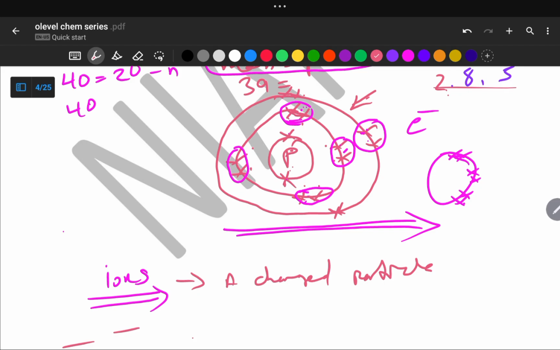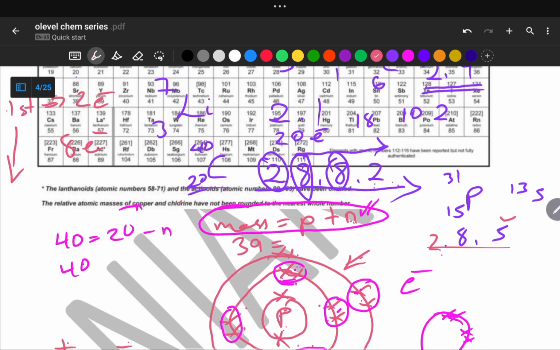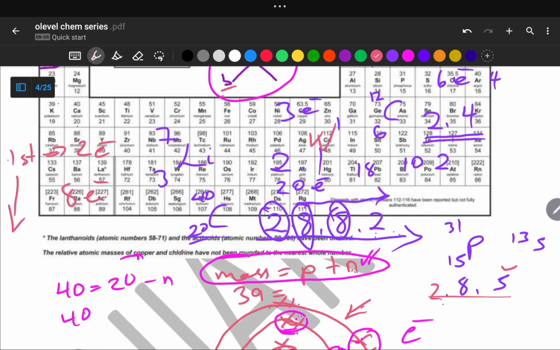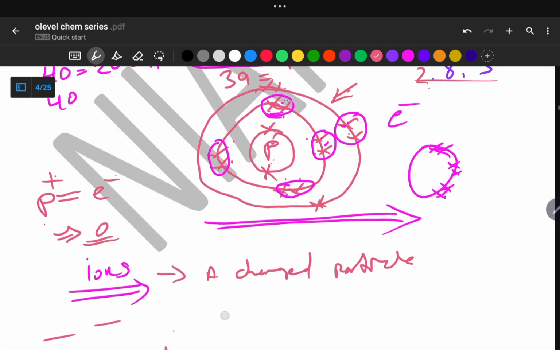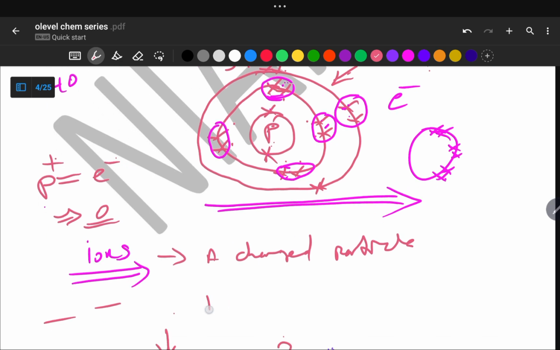So we said atoms are neutral. Why? Because the number of protons is equal to the number of electrons. So they will cancel out to give us an overall charge of 0. So we said all the elements on the periodic table, they are neutral. The number of protons is equal to the number of electrons, as you can see, right? Because they are neutral. But we are going to have what we call the ions. An ion is defined as a charged particle, meaning to say we are no longer having an equal number of protons and electrons. It's either we are having more protons than electrons, or we are having more electrons than protons, right?